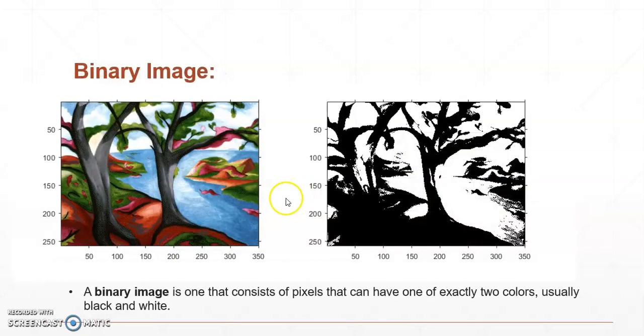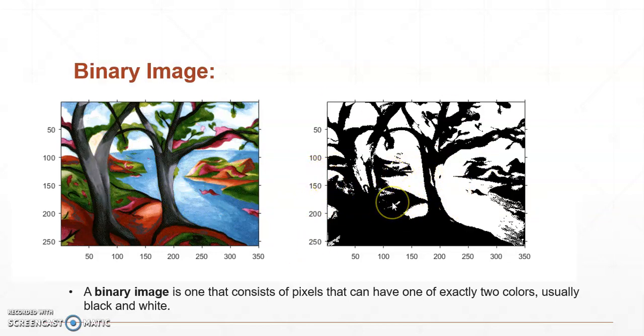Next we see binary image. What is binary image? As the name indicates, binary is 2, 1 or 0. That means in a binary image we have only two colors, black or white. You can see this is a color image, and this is a binary image. Here we are representing all the light colors with zero, that is white, and all the dark colors with black.